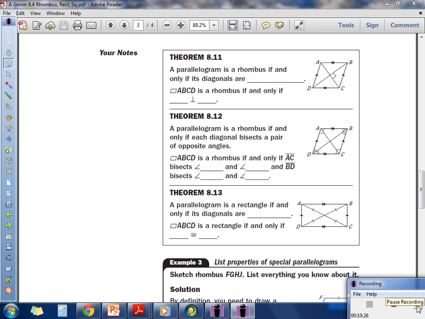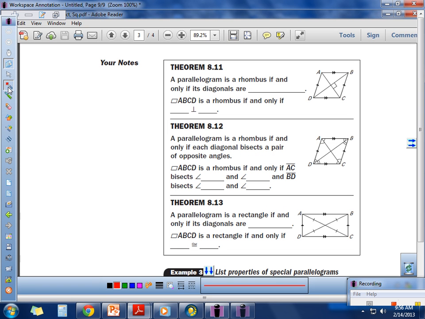Alright, now we have some new properties about these shapes. And these are the ones that people have the most trouble remembering. Because they're new, they're different. They don't make as much sense immediately. But if you look at them and remember them and you study them, you'll be okay.